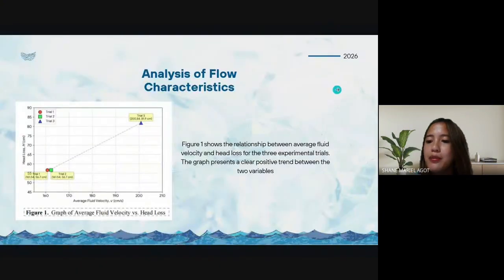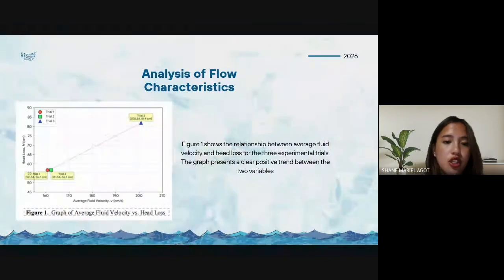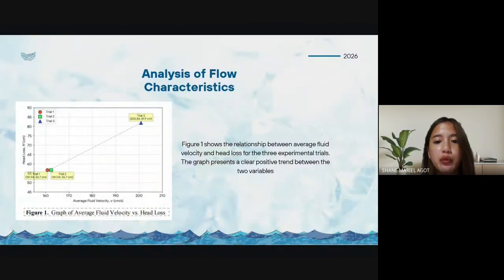Okay, to move on to our analysis of flow characteristics, figure 1 shows the relationship between the average fluid velocity and head loss for the 3 experimental trials. The graph clearly presents a positive trend between the 2 variables. For trials 1 and 2, the average fluid velocity was about 161.54 centimeters per second, and the corresponding head loss remained relatively low and constant at around 56.7 centimeters.